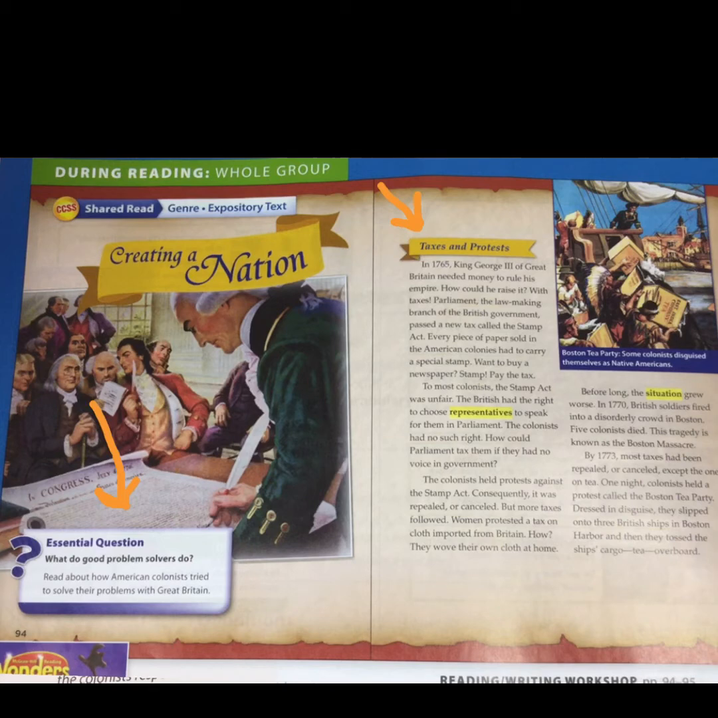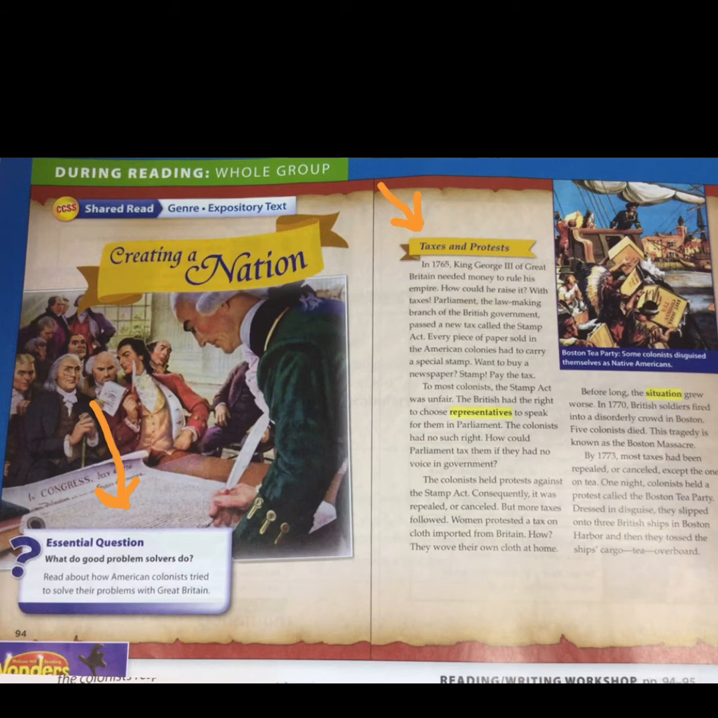To most colonists, the Stamp Act was unfair. The British had the right to choose representatives to speak for them in Parliament. The colonists had no such right. How could Parliament tax them if they had no voice in government? The colonists held protests against the Stamp Act. Consequently, it was repealed, or canceled.